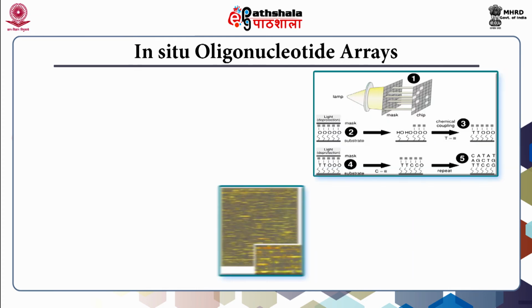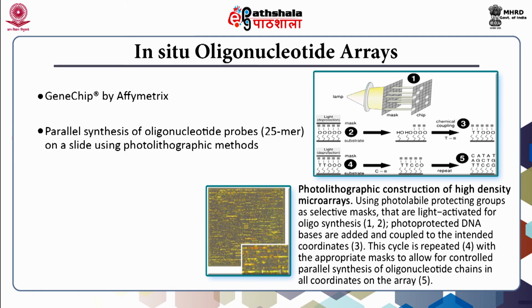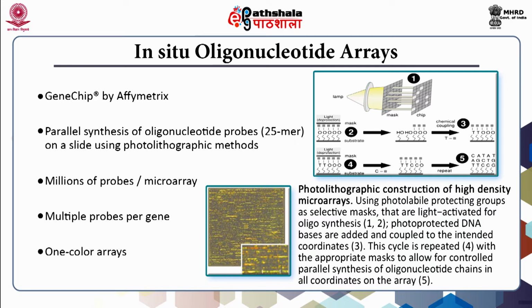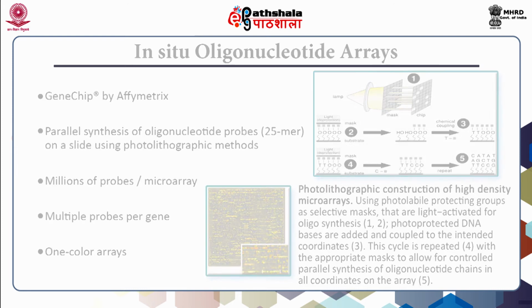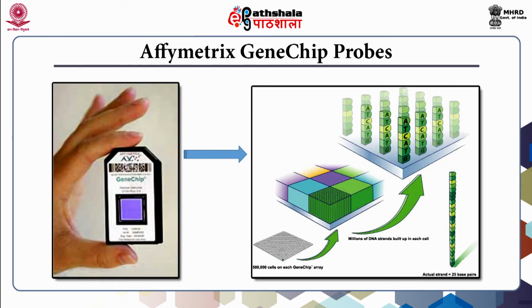The in situ oligonucleotide arrays include the parallel synthesis of oligonucleotide probes using photolithographic methods. This introduces a lot of diversity by involving millions of probes on the microarray. Multiple probes per gene could be generated, and usually these arrays are one color arrays. We go into the details of Affymetrix by seeing the Affymetrix GeneChip probes on the next slide.